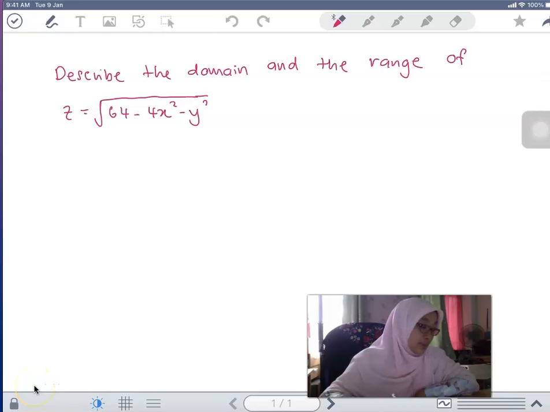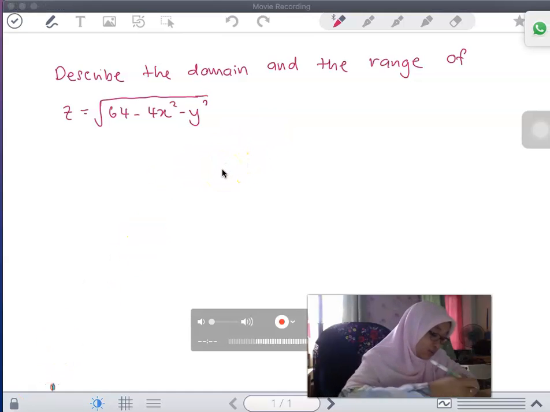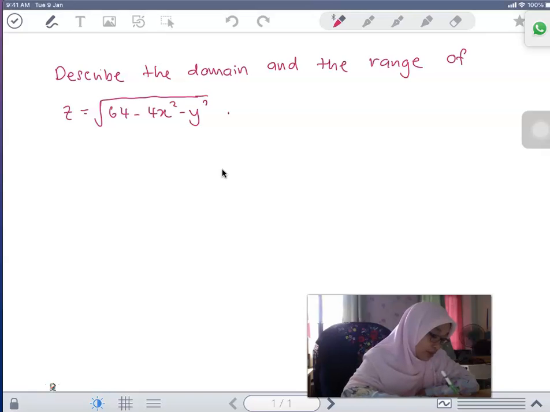Okay, so next example before we proceed to the next lesson. This is not in the slide, so I just give you an extra example. Okay, here, describe the domain and the range, and actually I also want you to then sketch the domain.